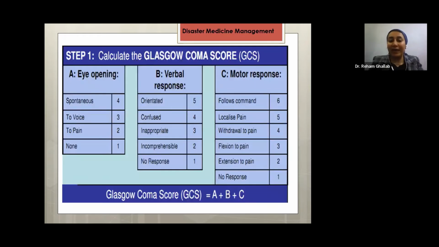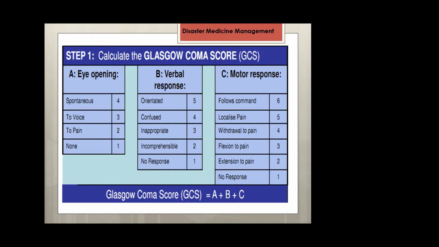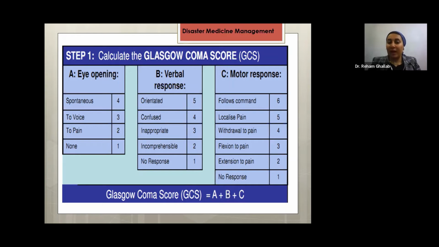At first, we calculate the Glasgow scale. Please capture or take a short screenshot of this screen, as we will use it in our game. The Glasgow scale depends on eye opening, verbal, and motor responses. If the eyes open spontaneously, we give 4. If the eyes open to voice, we give 3.